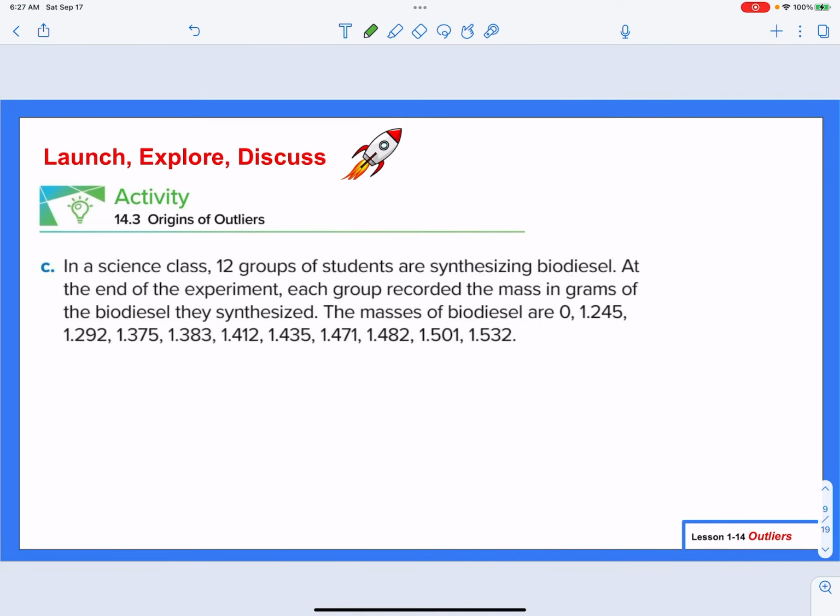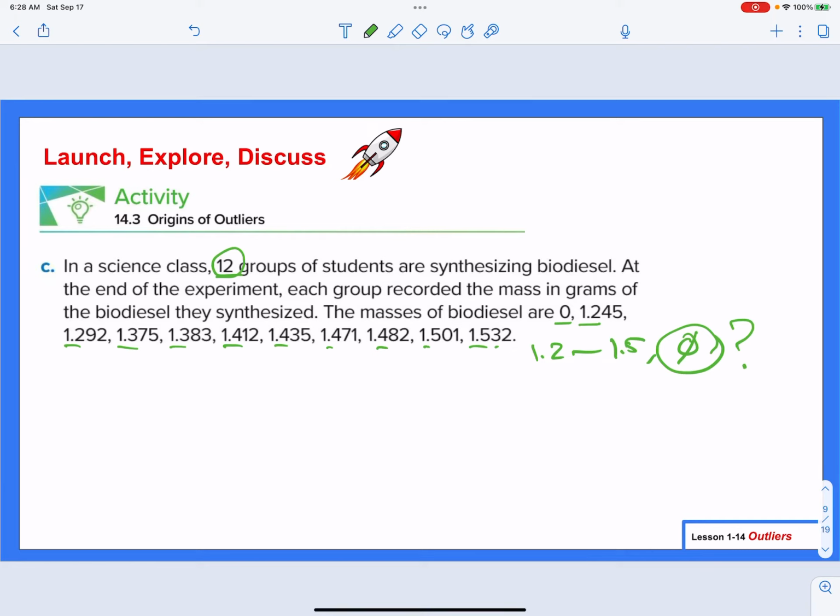Here's science class. It says in science class, 12 students are synthesizing biodiesel. At the end of the experiment, each group recorded the mass in grams of the biodiesel they synthesized. The masses are 0, 1.2, 1.2, 1.3, 1.3, 1.4, 1.4, 1.5. Okay, so everything is pretty much in the 1.2 to 1.5 range with the exception of the 0. So the question is, that's the one that doesn't belong. That's an outlier. Do you keep it or do you reject it?